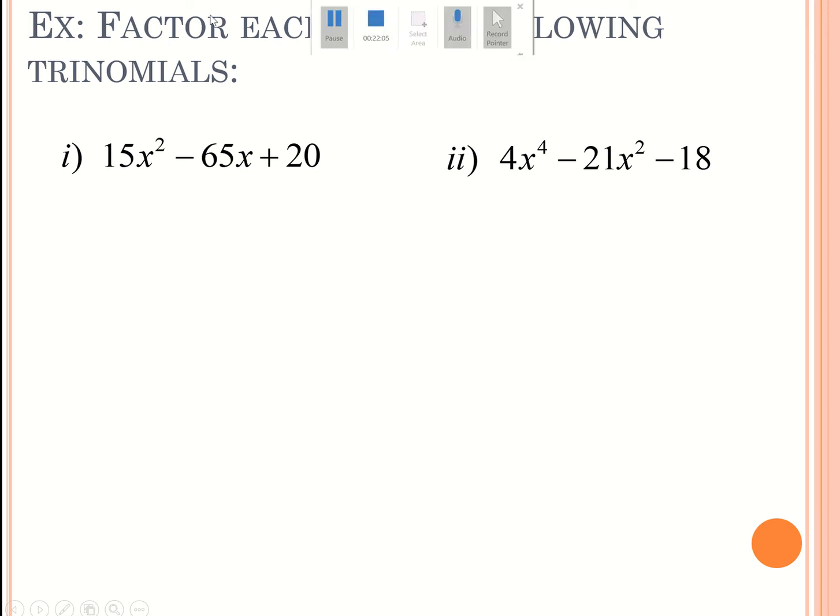Anyways, here are 2 challenge ones. I'll put this up, and I'll pause this, and I'll let you try them. Oops, pause.